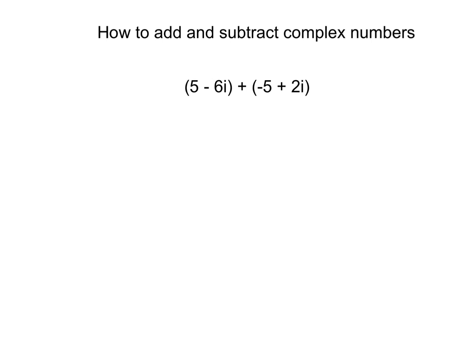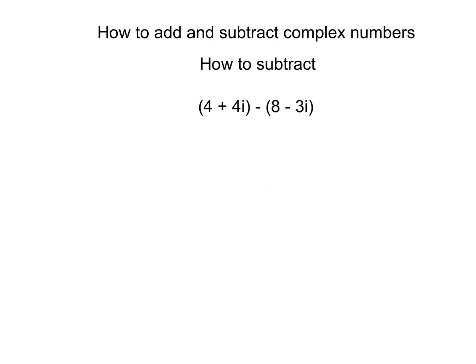Alright, let's do another one together. So again, adding, so 5i minus 5i completely cancels. Then we go negative 6i plus 2i is negative 4i. That's it. Done. Nothing else to do. It doesn't get crazier than that with addition and subtraction.